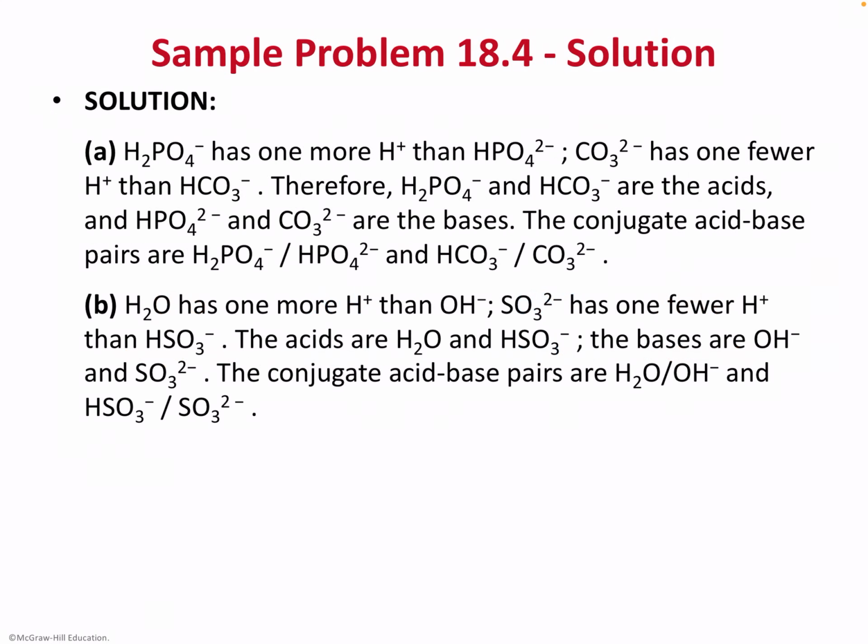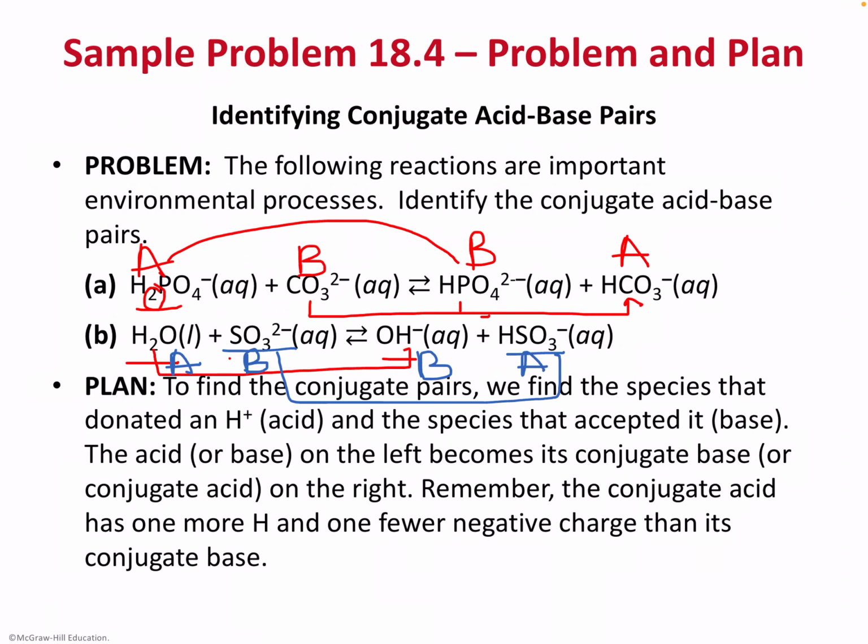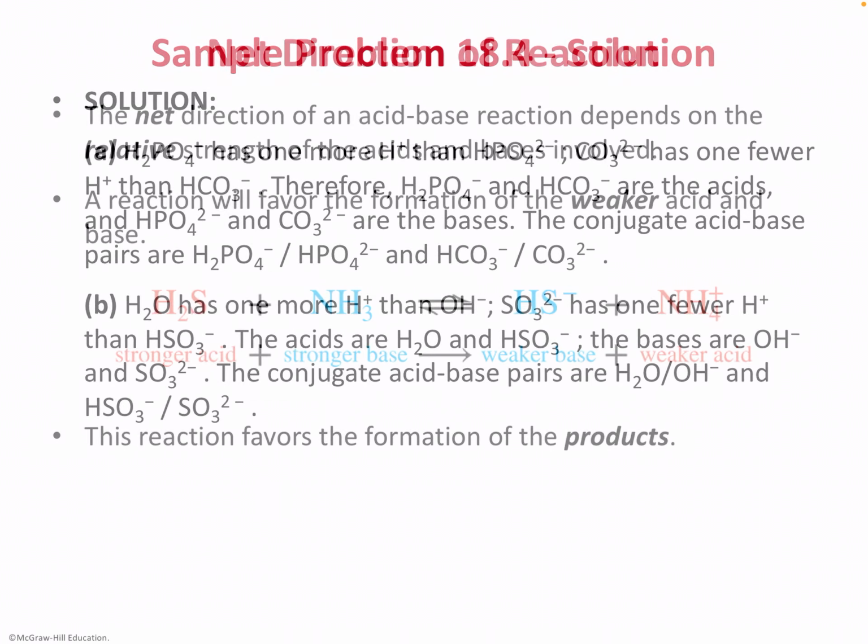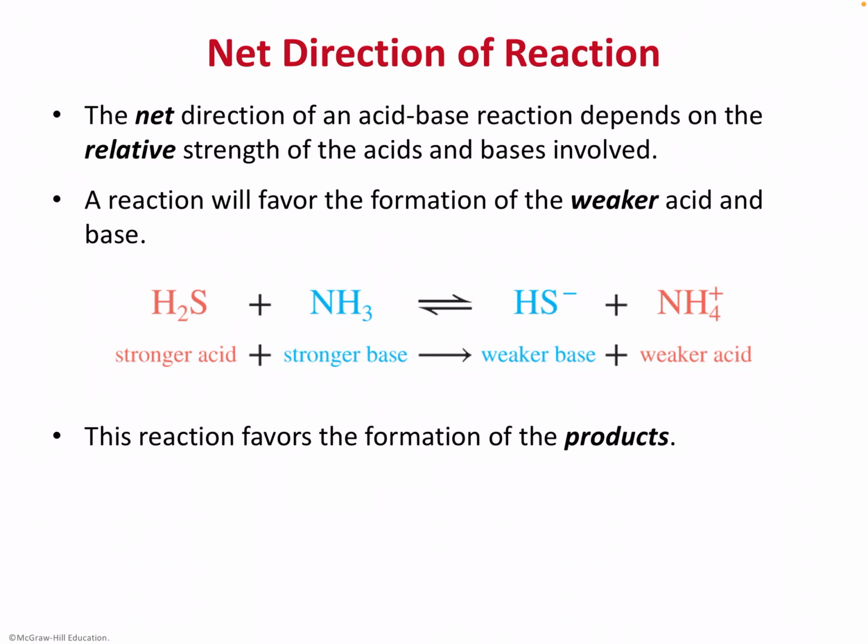Now we see all of these examples we have seen have a reverse reaction also, a reversible process. How do you know where the net reaction takes place? Is it going to go forward or is it the reverse reaction? So the net reaction direction, let's see how to figure that out. The net direction of an acid-base reaction depends on the relative strength of the acids and bases involved. A reaction will favor the formation of the weaker acid and base.